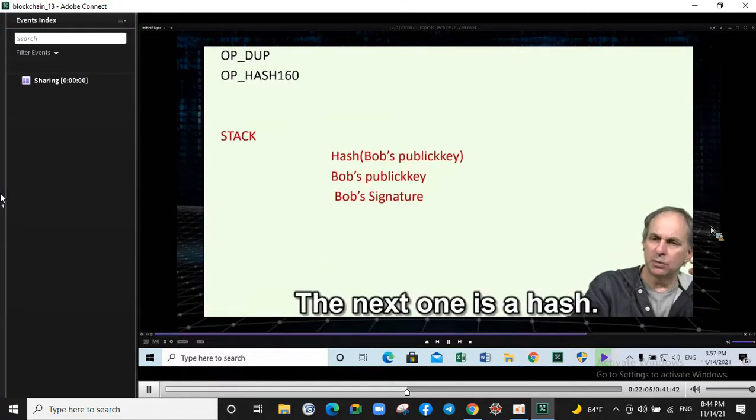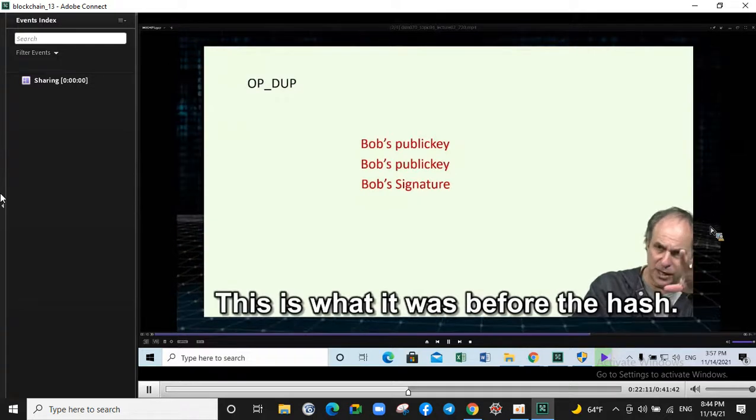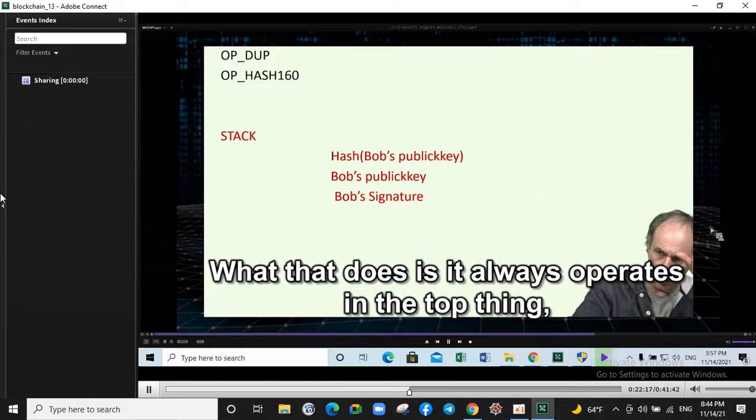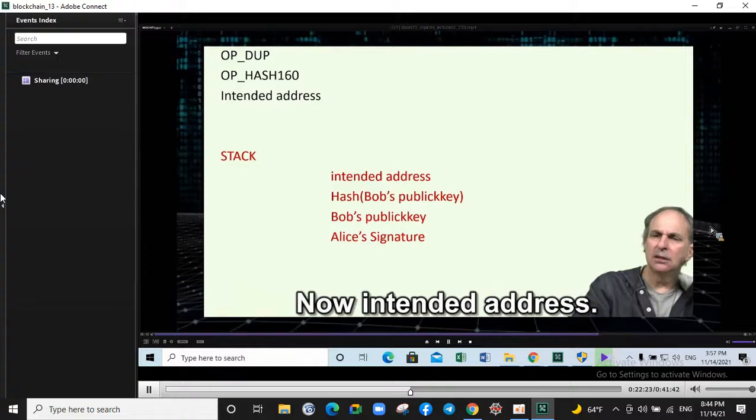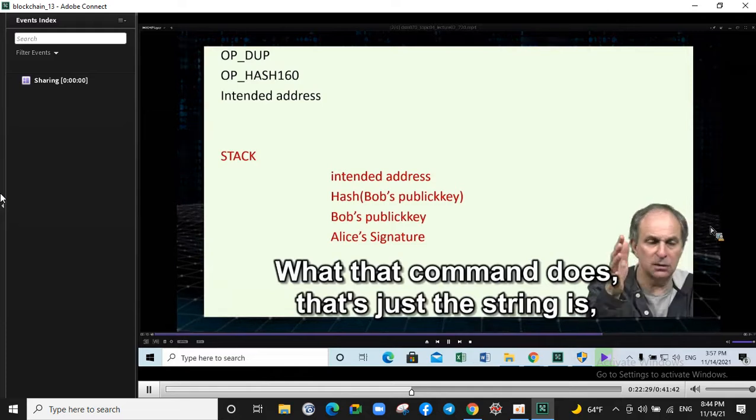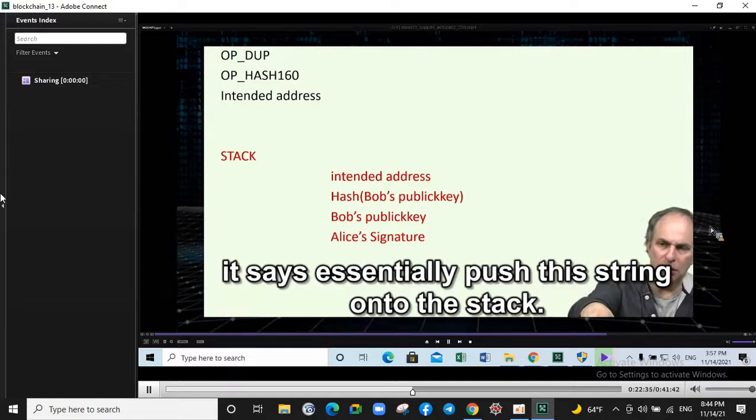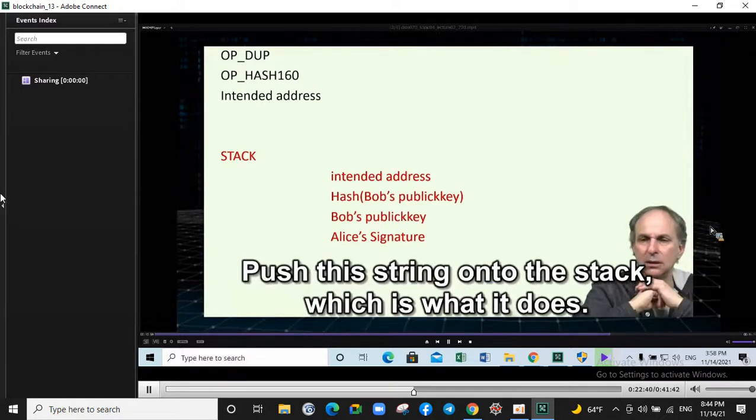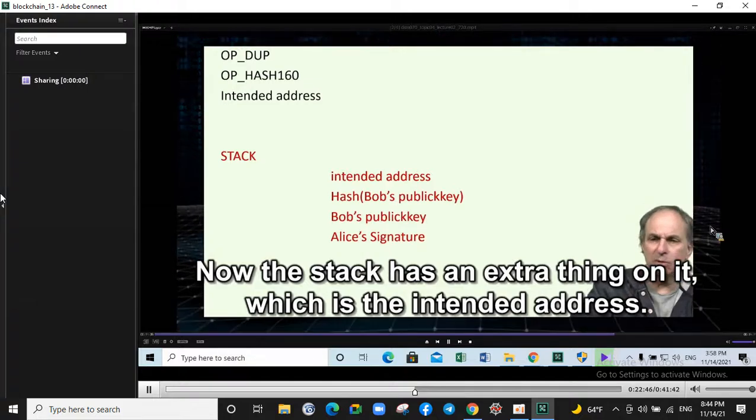The next one is a hash, and HASH160 just says what hash it is. So look at this, this is what it was before the hash. What that does is it always operates on the top thing. It hashes the top thing. So we've now hashed the top thing. And now the intended address. What that command does, with a string, is essentially push this string onto the stack. Push this string onto the stack, which is what it does. So now the stack has an extra thing on it, which is the intended address.